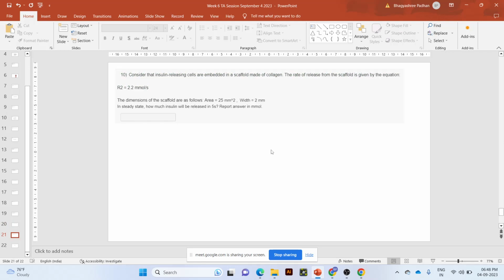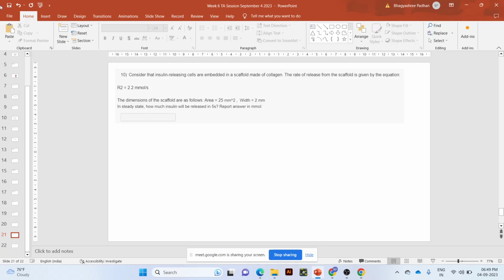Next question. Consider that insulin releasing cells are embedded in a scaffold made of collagen. The rate of release from the scaffold is given by the equation R2 equals 2.2 millimole per second. The dimensions of the scaffolds are as follows. Area equals 25 mm square, width equals 2 mm. In a steady state, how much insulin will be released in 5 seconds? You have to report in millimole.